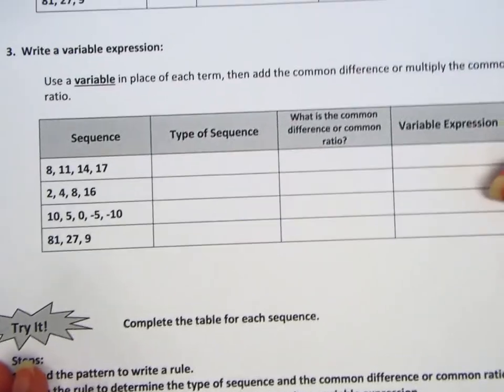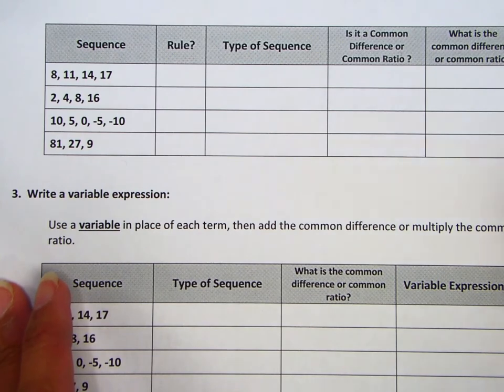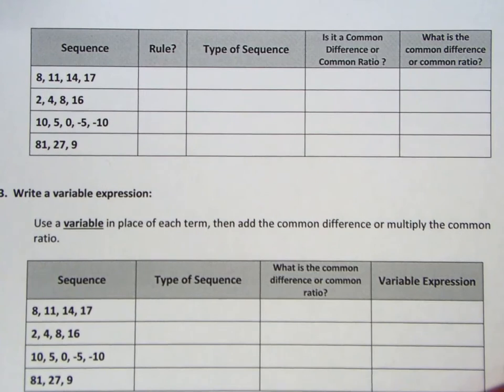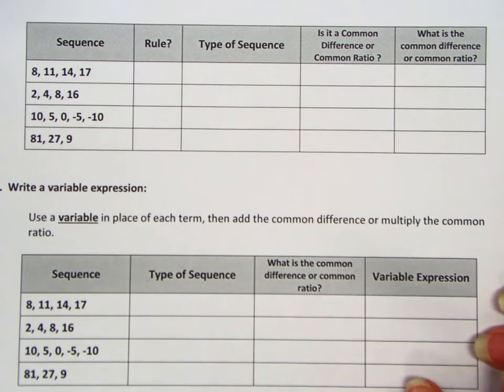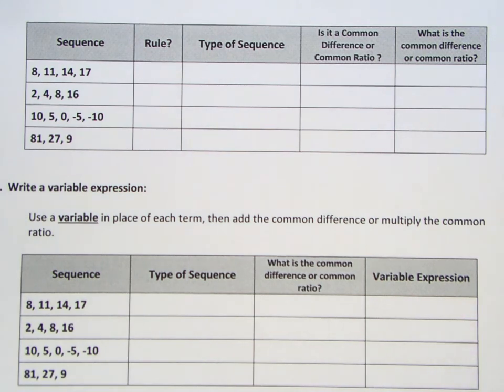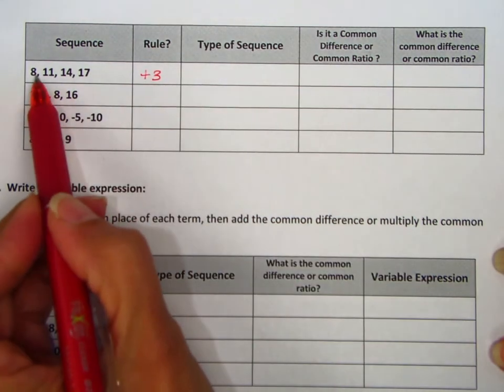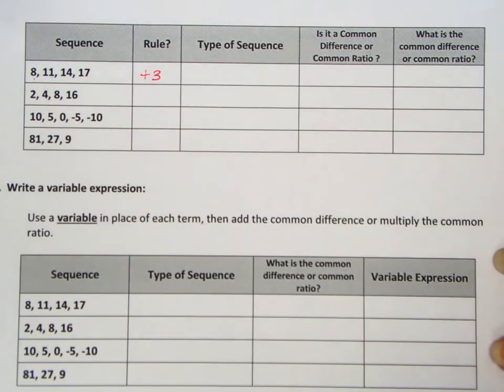So let's try out these sequences on the next page and see if we can figure out the common differences, the ratios, and the types of sequence. So we have these numbers 8, 11, 14, and 17. Now these are the same numbers that are from your review section. So if you did the review section, you should have the rule already. And so we know that the rule for this is going to be adding 3. So I add 3 to 8, I get 11. I add 3 to 11, I get 14. Add 3 to 14, and I get 17.